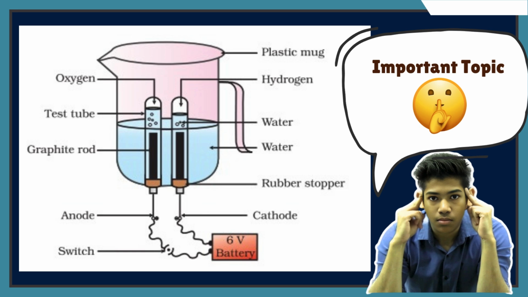You can see the setup with the battery, the wires, the water, and the tubes. You'll see that we collect hydrogen and oxygen gases in separate tubes. It's a good idea to look at this picture carefully and understand how everything is connected and where each gas goes. It will help you remember what happens in this process.